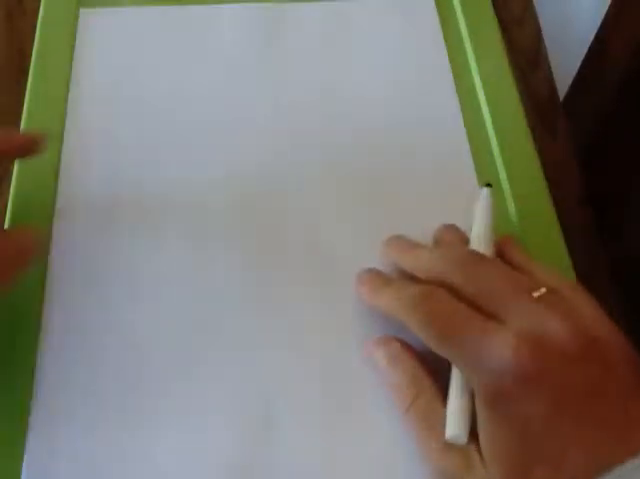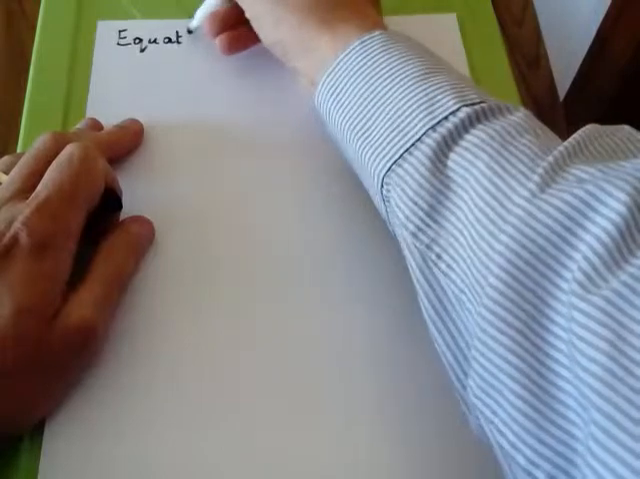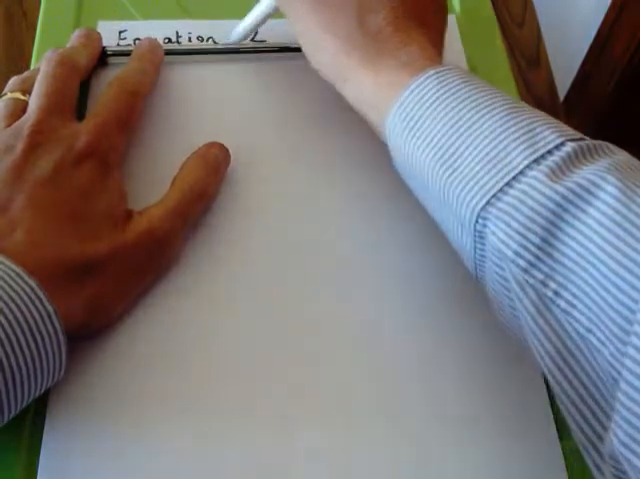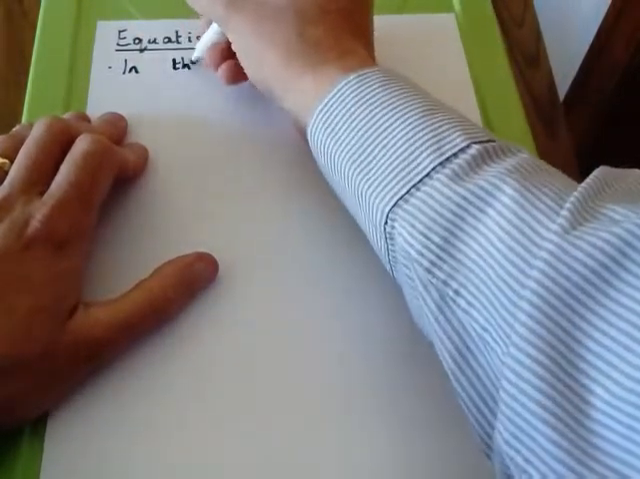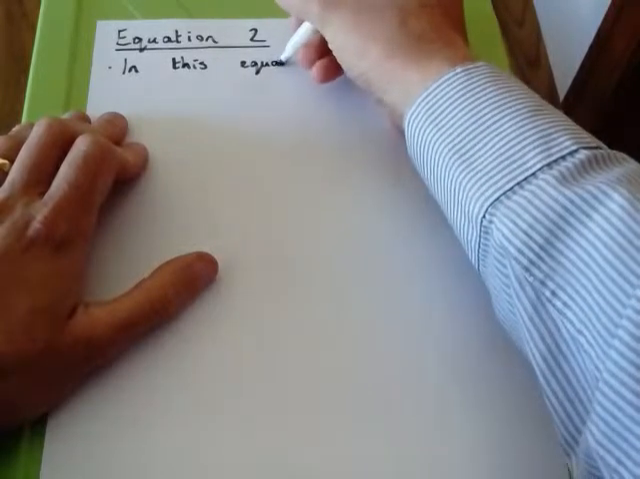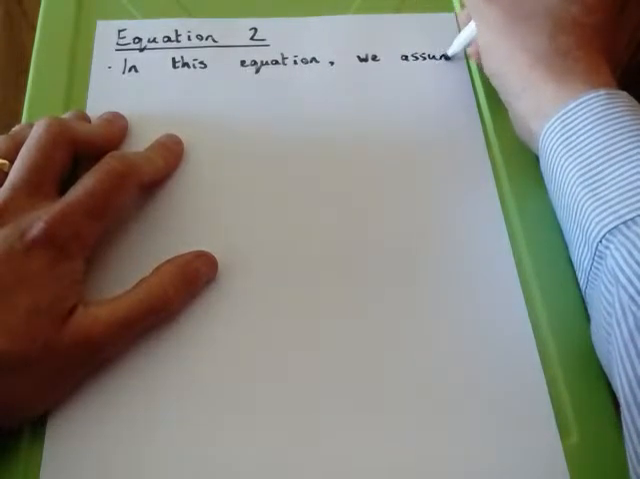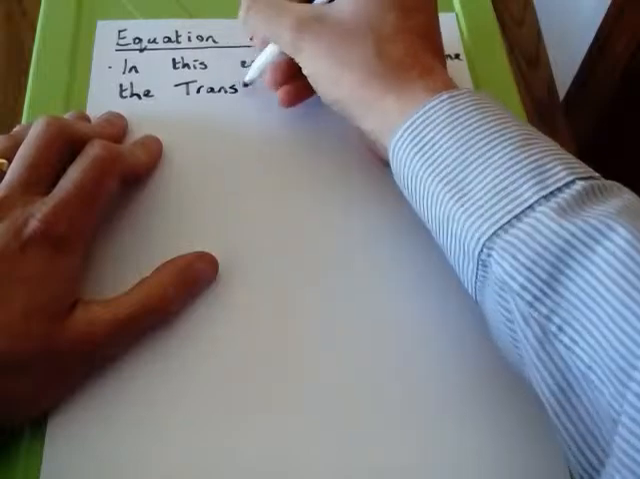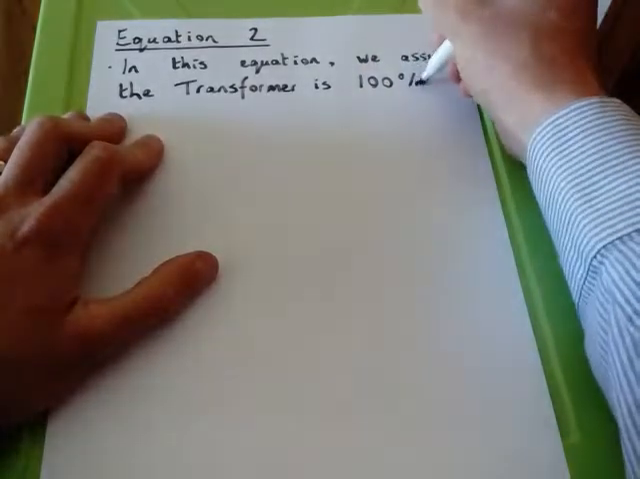So a subheading, please, and the subheading equation 2. And this equation comes with an important term and condition. And it's this. Just write this before we write anything else. In this equation, we assume the transformer is 100% efficient.